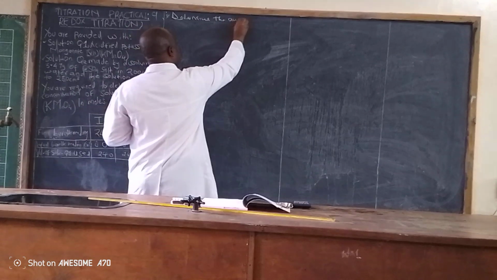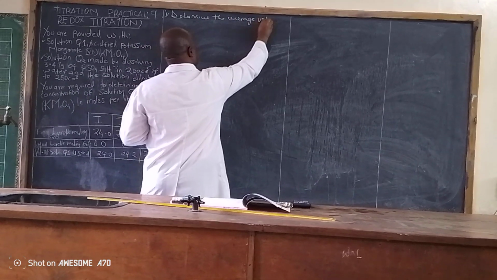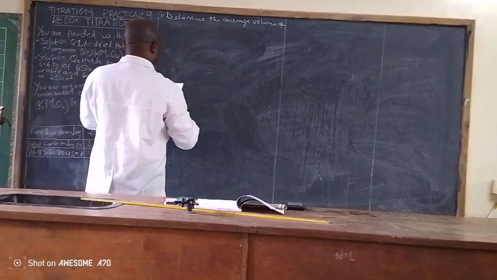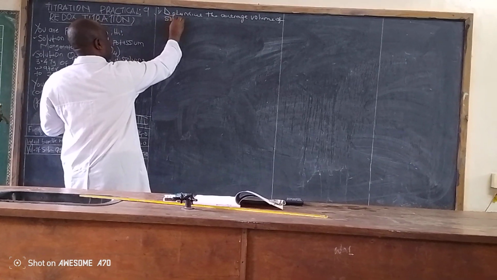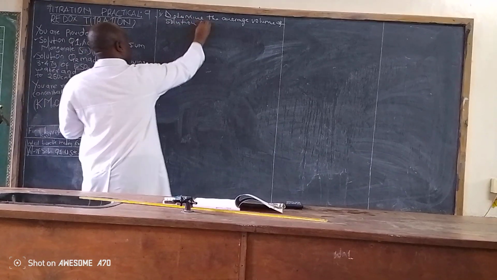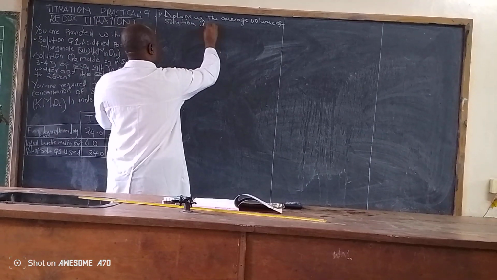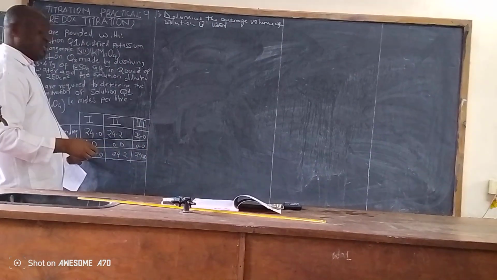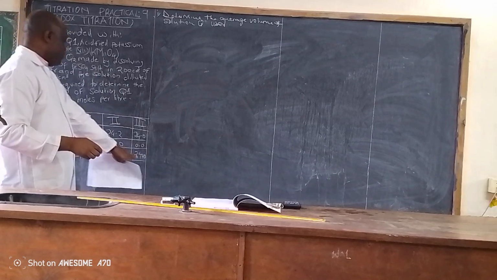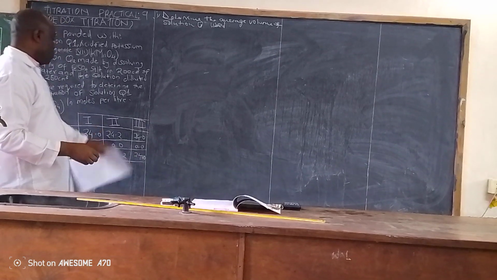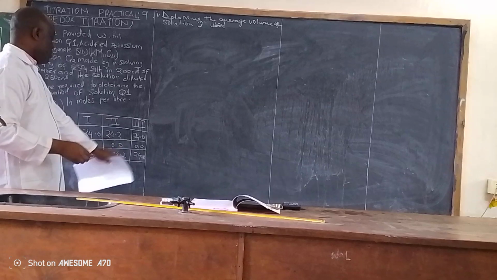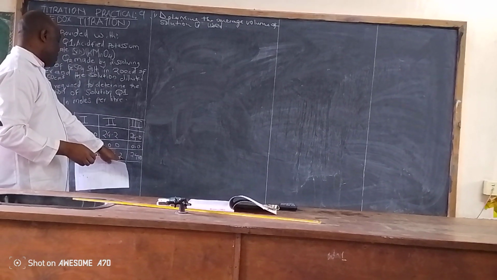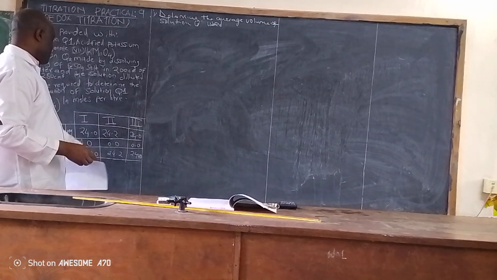average volume of solution Q1 used. So in this case, in as far as our table here is concerned, we are going to take the two closest values, the two accurate values. We are going to eliminate this because of this 0.2. Because in the second values, they were not very accurate because they are not very close to each other.